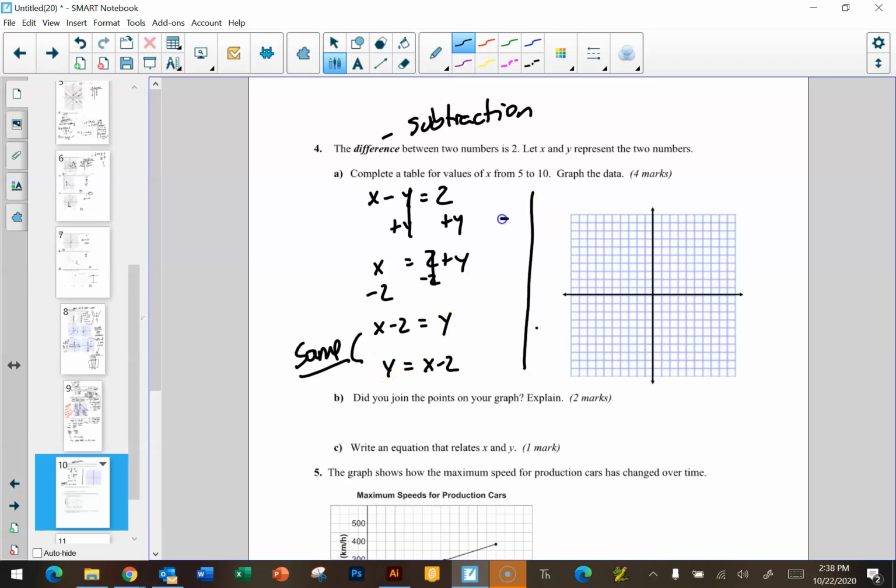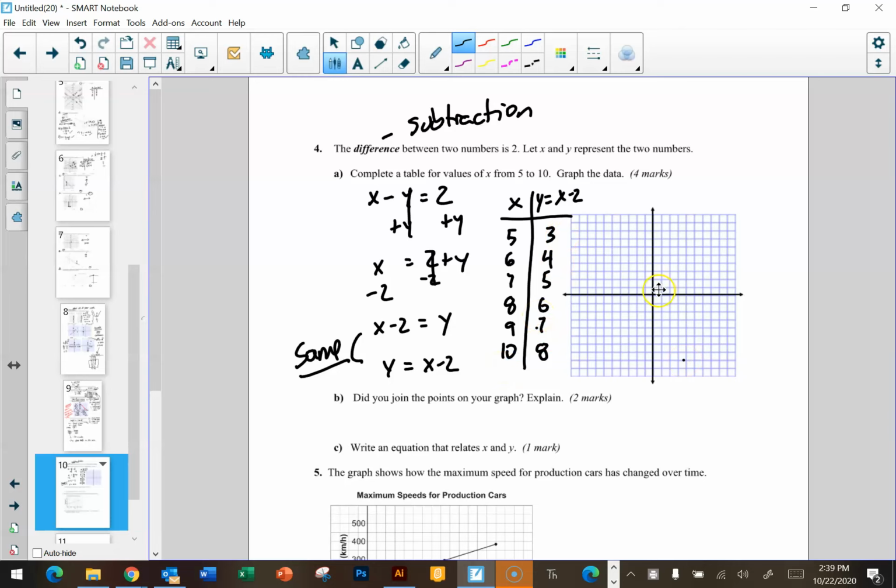Now it says create a table of values from 5 to 10. So this is x, and this is y equals x minus 2, right? And it says from 5 to 10. So that's 5, 6, 7, 8, 9, and 10. Let's plug in our values. Okay, x is 5, minus 2 is 3, right? 6 minus 2 is 4. You see what's happening here. At this point, this should be pretty trivial. So these sides go up by 1, this side goes up by 1, these sides go up by 1. This side goes up by 1 as well.